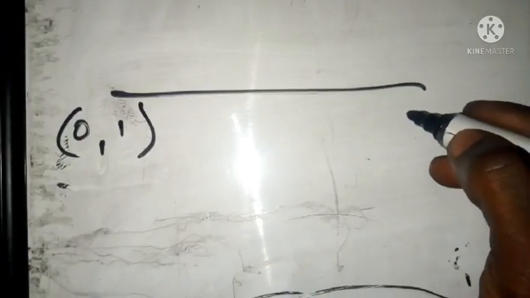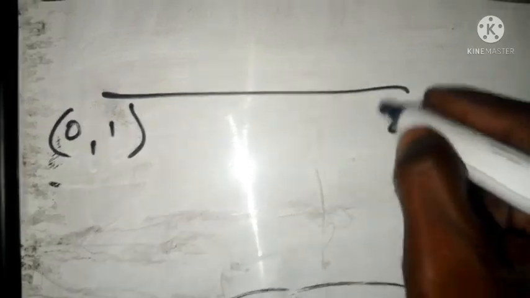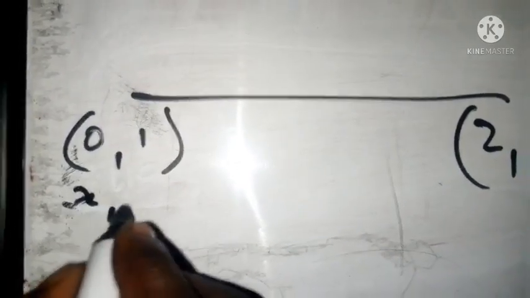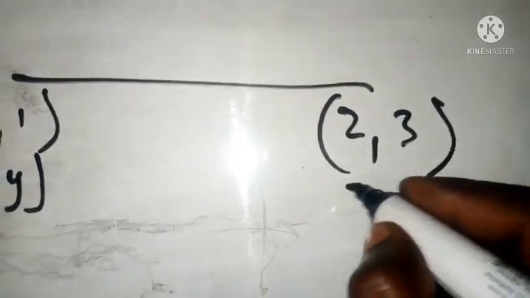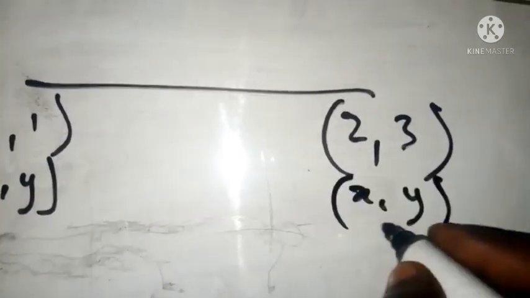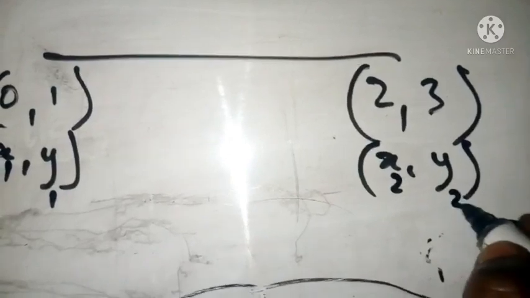We have a point here that's (0, 1), and then we have another point here that should be (2, 3). Is that okay? Look at the arrangement. Always the first number is your x, followed by y, right? The first number is your x followed by y, so the same thing here. So you can name this one x1, then y1, then x2, and then y2, right?